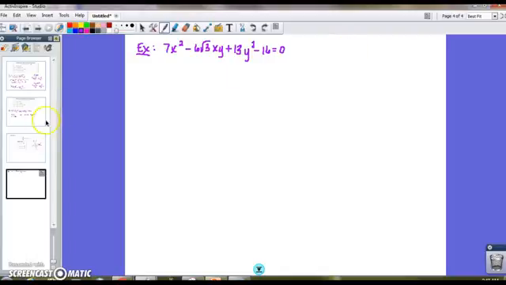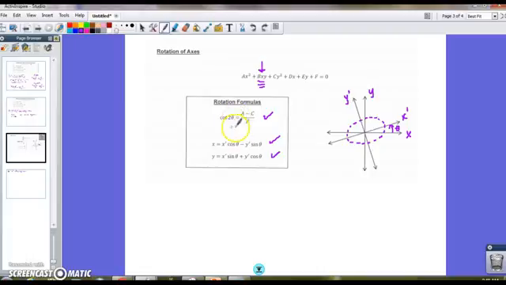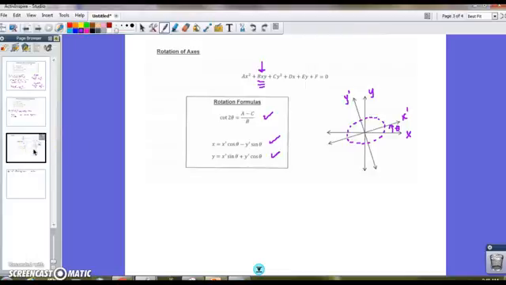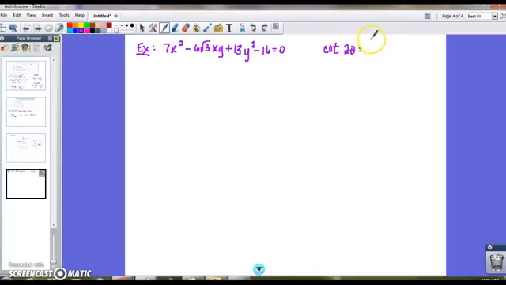Okay, let's start with using these formulas. Let's find what theta is, and to find theta we're going to first do this formula. I'll do it over here on the side. We've got cotangent of 2 theta is equal to a minus c over b. So we've got a, which is 7, minus c, which is 13, over b, which is 6 root 3. So that gives us negative 6 over 6 root 3, which gives us negative 1 over root 3.